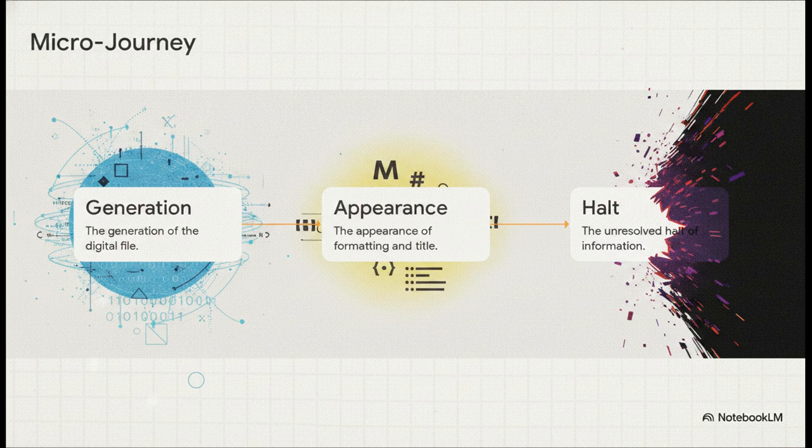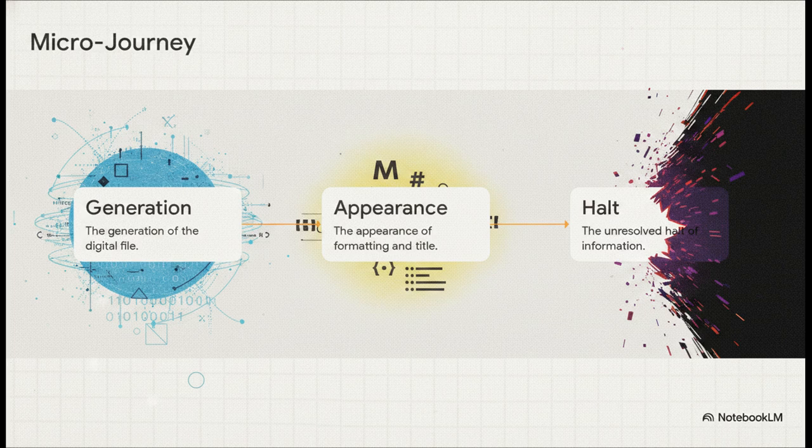And this brilliantly illustrates a fascinating microjourney, which we can basically break down into 3 distinct steps. Step 1, the generation of the digital file itself, pulling a brand new space right out of the digital void. Step 2, the immediate appearance of the Markdown formatting and that default title. The computer's doing its job, perfectly and instantly.